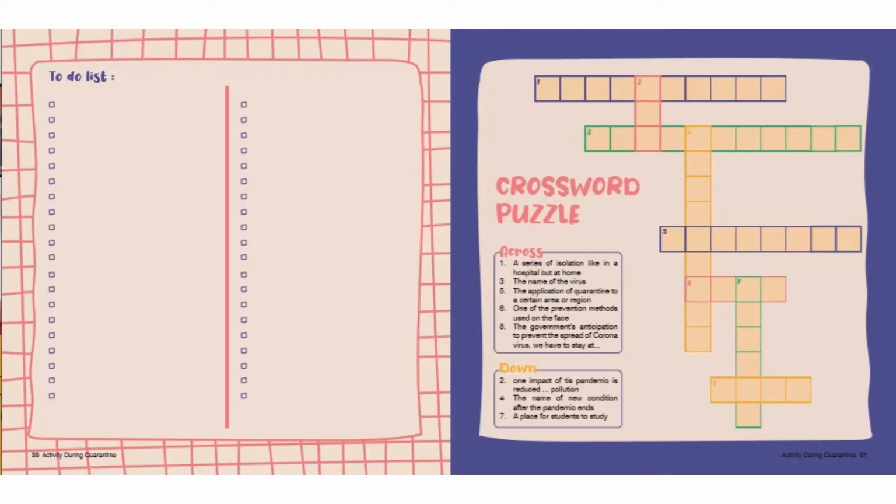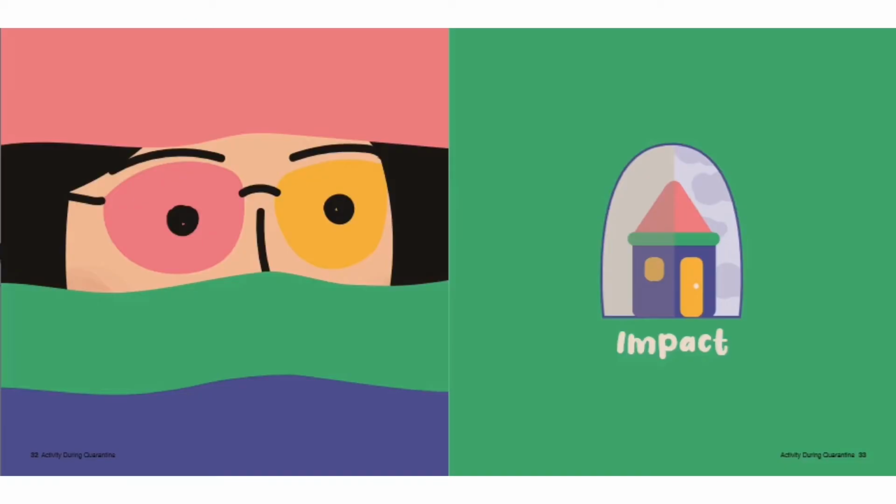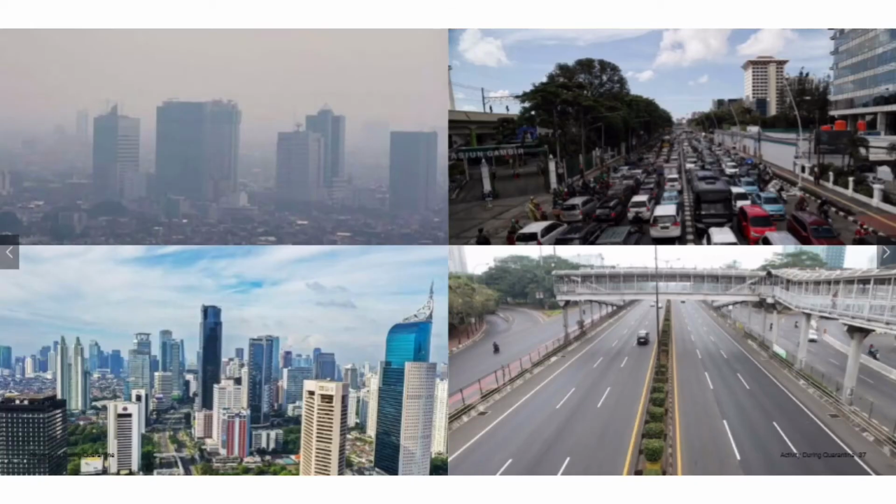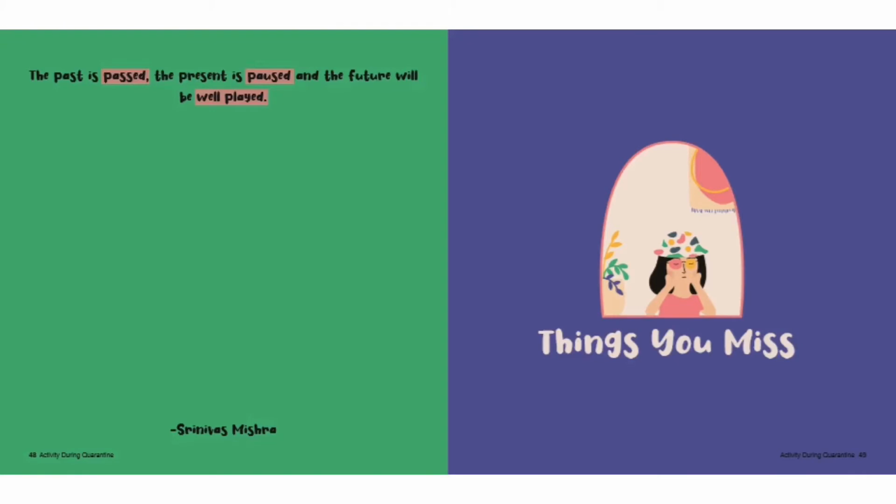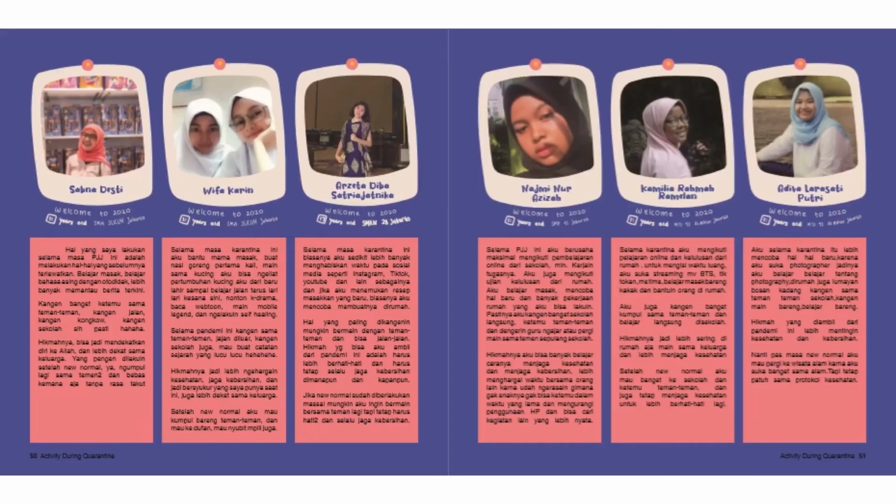Next, I also prepare a to-do list page to make it easier for them to record all activities they want to do. I also provide games in this book. Besides training the brain, these games can increase our knowledge. Likewise, with activities outside the home, many impacts or differences that occur during this quarantine are all summarized in the form of photography.